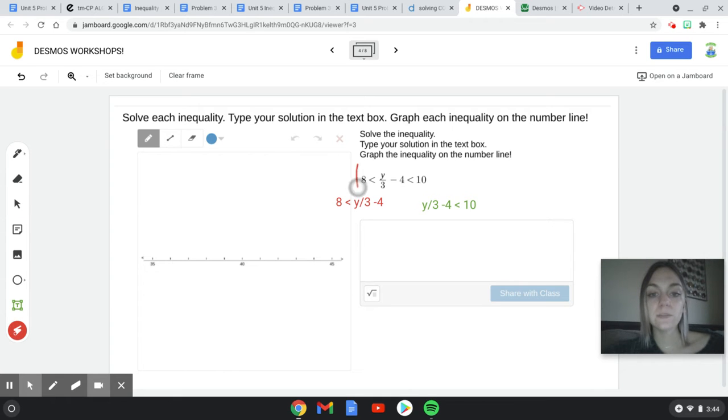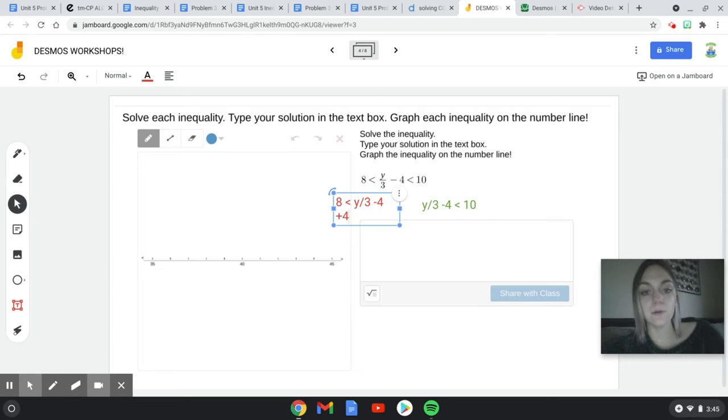So what I did was break this inequality into two pieces. I've got my red piece, which is right here, and I've got my green piece, which is right there. Now this y over 3, or y divided by 3, is represented here and represented here. The slash means division. So the first thing I'm going to have to do, we've seen these before, is add 4 to both sides. You guys are awesome at these.